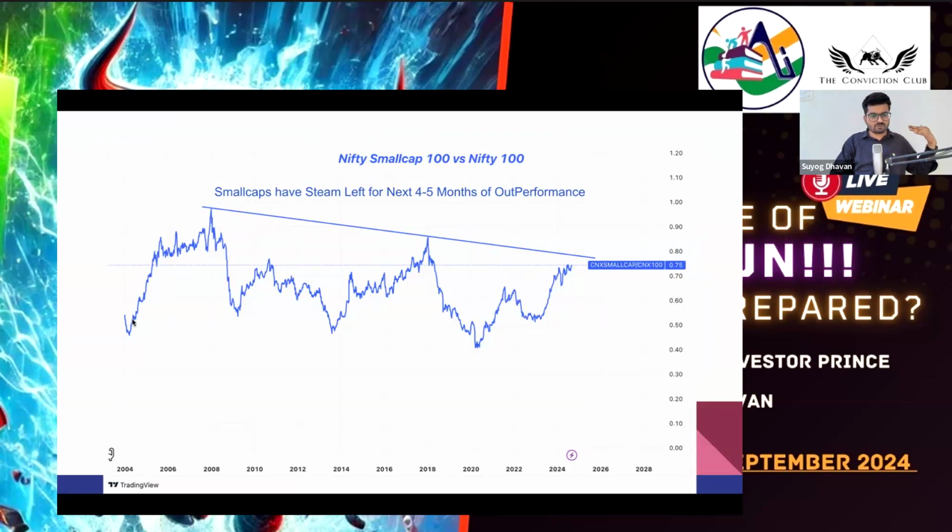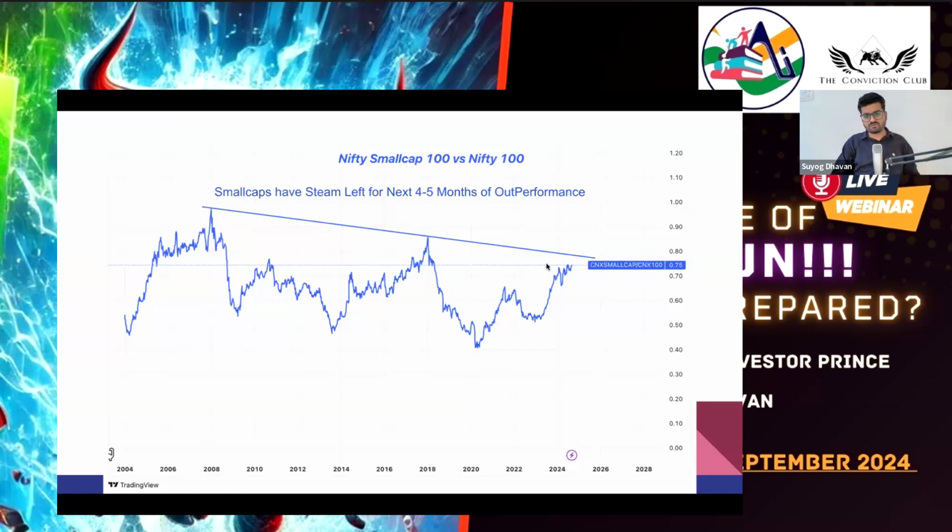In the 2004 to 2008 phase, we saw that small caps became mega multi-baggers. The small cap index itself became a mega multi-bagger compared to Nifty 100. So the numerator outperformed the denominator in a big way. But before that, it made a top and started falling. So this is the past reference. If I touch these two points, I'll get a trend line.